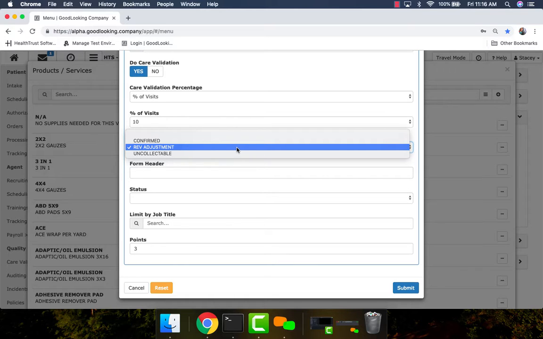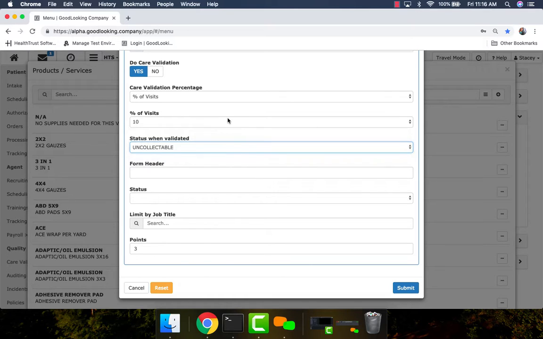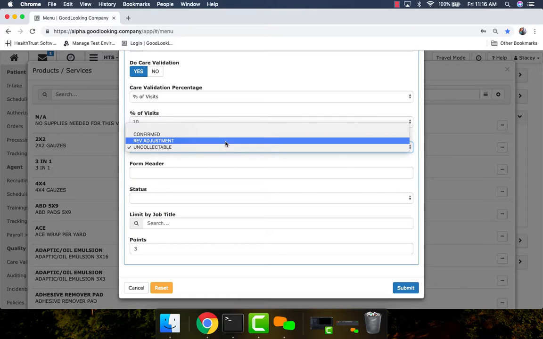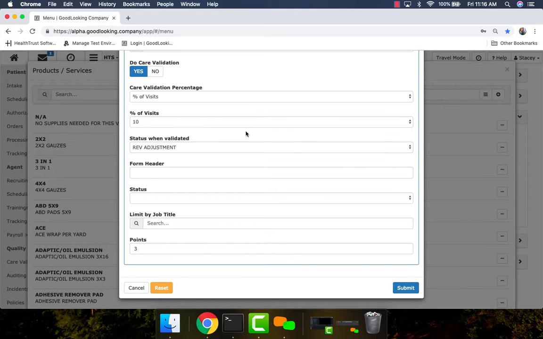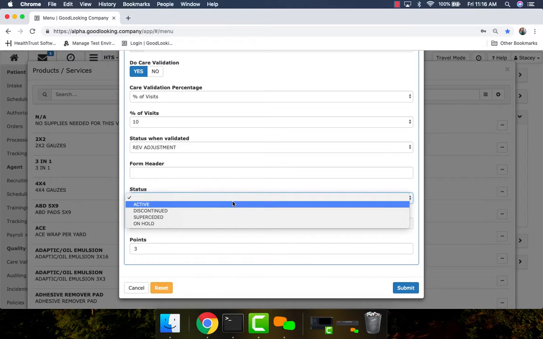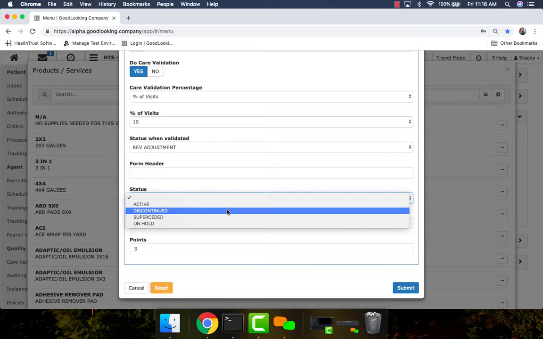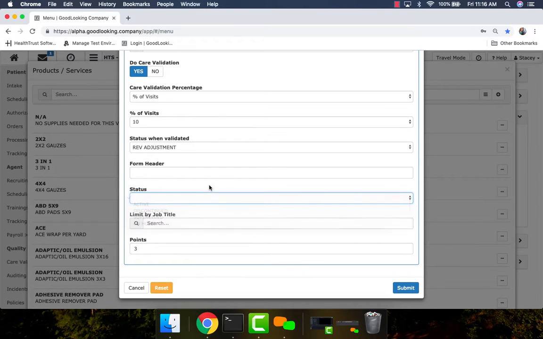Revenue adjustment, meaning we never anticipate billing for that particular service. Uncollectible, meaning we do anticipate billing for it, but for some reason we can't. Maybe there's no order, no authorization. And then whether the service is active or discontinued or on hold.